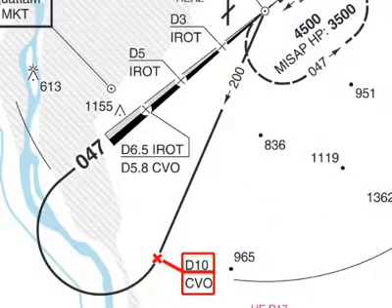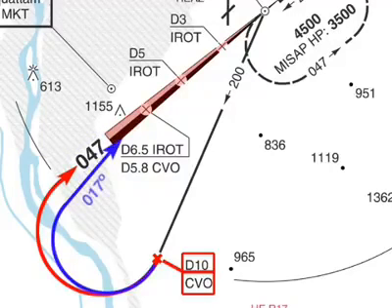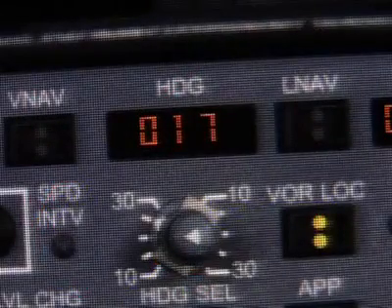When we intercept the mile 10, we have to make the next turn to the right that will let us capture the final approach radial 047. To capture the radial 047, we have to turn right to course 017, that is 30 degrees less than the desired course. To make the turn, we introduce into the window heading 017.